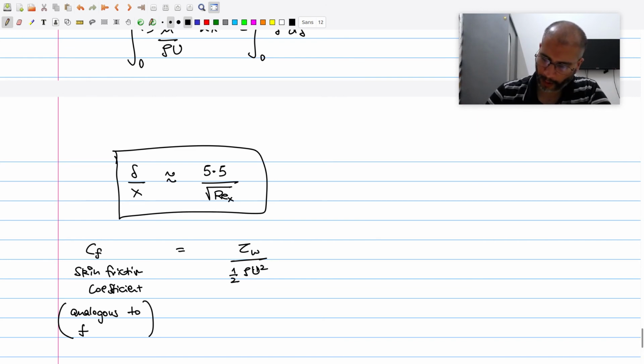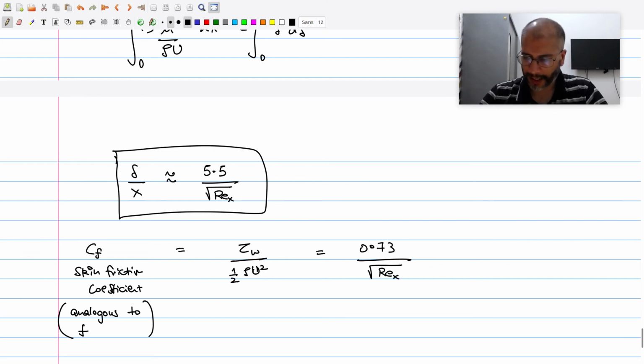Again, tau wall we could have found out. For this, the skin friction coefficient is 0.73 divided by the square root of Reynolds number. So this tells us that if you take a longer plate section, if the x value is high, then your skin friction will become smaller because the Reynolds number will increase, and that will result in the skin friction being smaller. That's the total skin friction coefficient we're talking about.